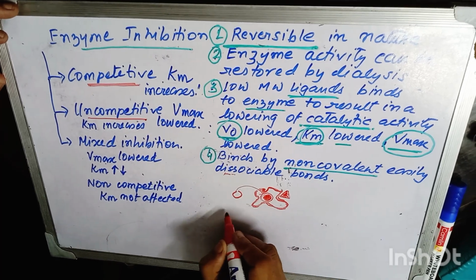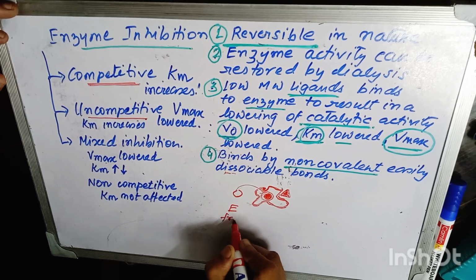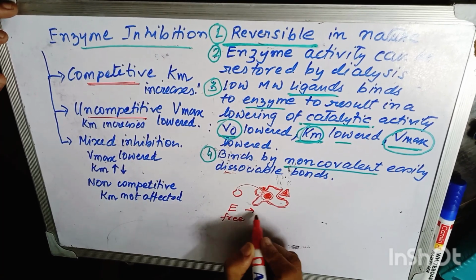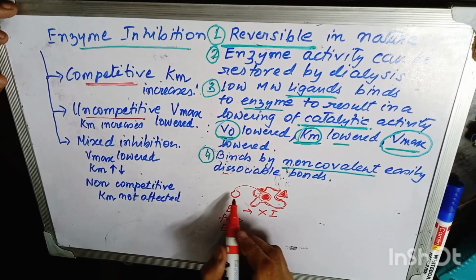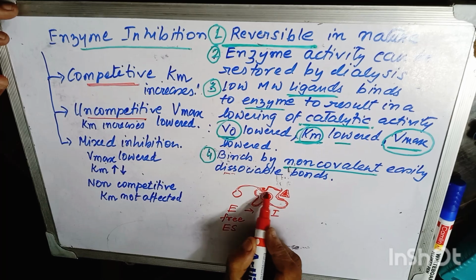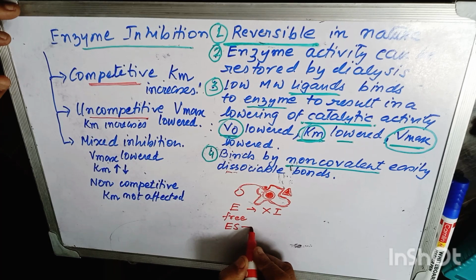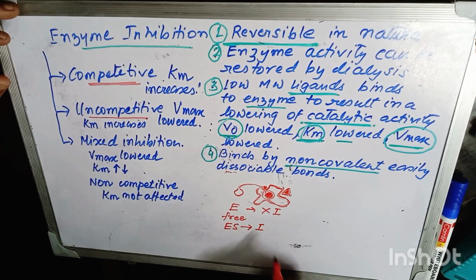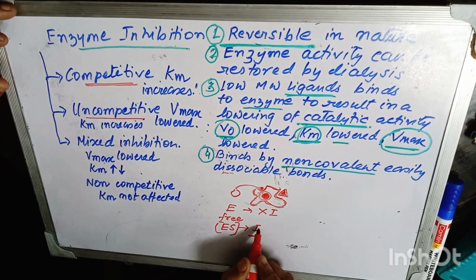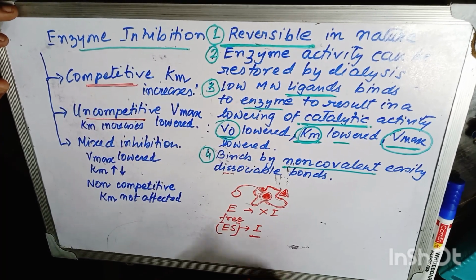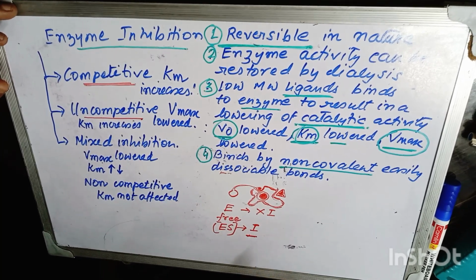The enzyme that is not bound to the substrate will not bind to the inhibitor. But the ES complex, after the substrate has bound to the enzyme, then the pocket will open up and the inhibitor will bind. So the ES complex will bind to the inhibitor, and we say that the inhibitor promotes the formation of the ES complex.